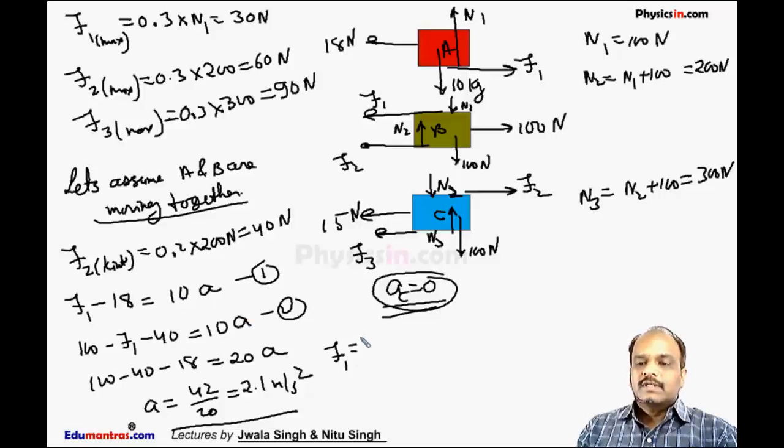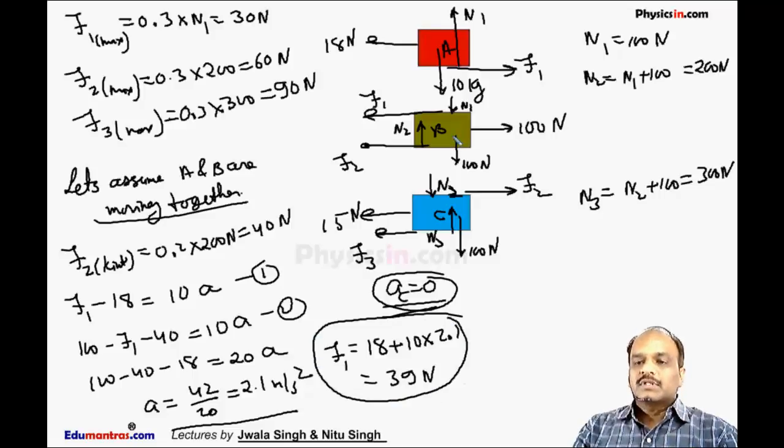So friction needed is 18 plus 10 into 2.1, which is equal to 39 Newton. So if blocks A and B are moving together, the static friction force needed between them is 39 Newton. But we know the maximum value of friction possible between A and B is 30 Newton, which means there is sliding between block A and B. So F1 is also kinetic and F2 is also kinetic.